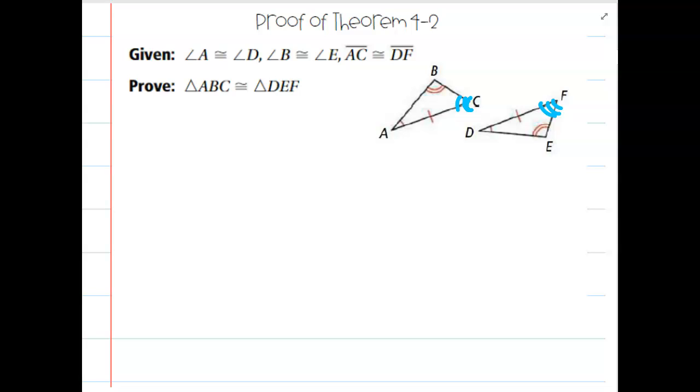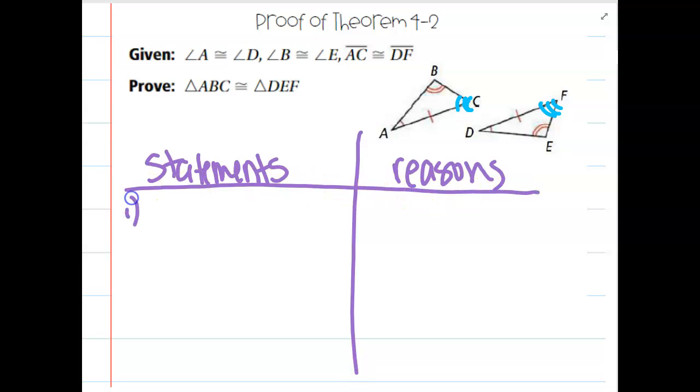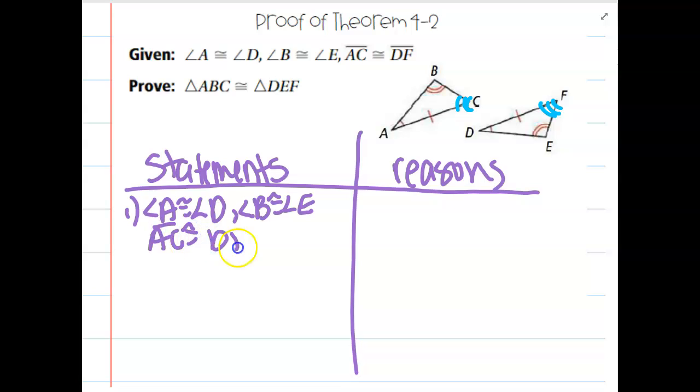Now, sometimes a lot of that's done for you in the given. In this case, they give me one of my angles, and my side. But I'm going to have to state the other angle. So let's go ahead and start our proof here. It should be a pretty short proof. We'll do our statements and our reasons. Our first statement gives me a lot of important information. We know angle A is congruent to angle D. Angle B is congruent to angle E. And AC is congruent to DF because that is the given.